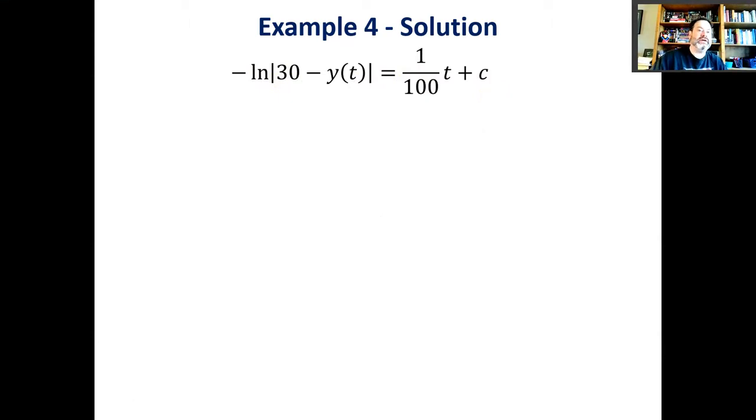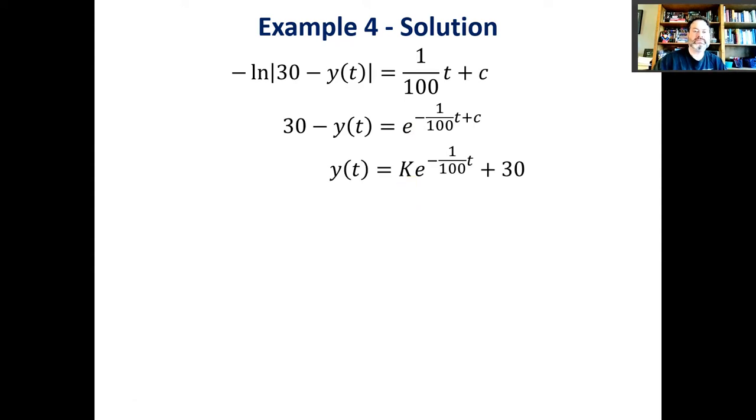And as we've seen for the last 3 consecutive problems, we have a natural log on the left and some sort of plus c on the right. So when we do e to the power of both sides, you can see that this e to the c is going to turn into a k again. And then I multiplied through by a negative. So this k will be negative, and it flipped the sign on the 30.